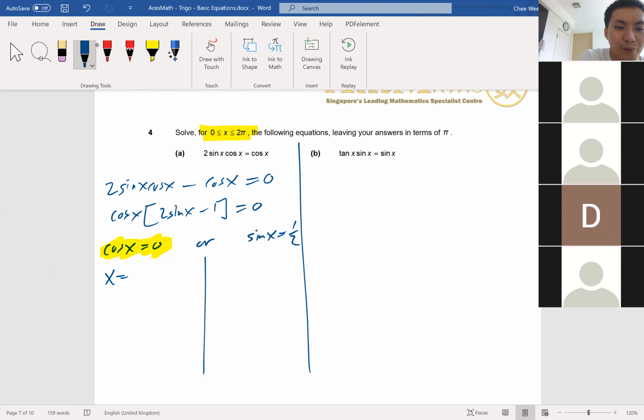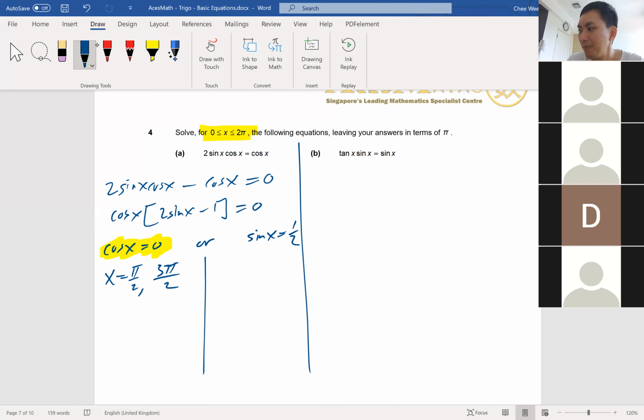Pi over 2 and 3 pi over 2, okay? 90 degrees or 270 degrees. Okay? Howard, are you there? Understand? Or you don't even remember these things right now? I forget all the special angles. It's not special angles, this is a graph. You also forget already.